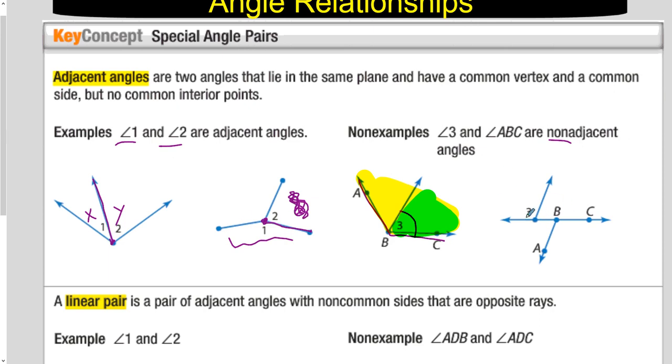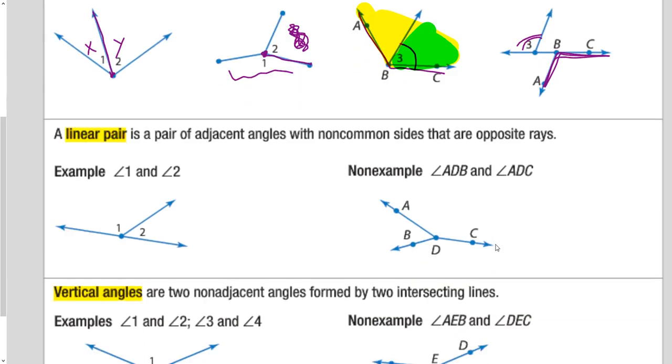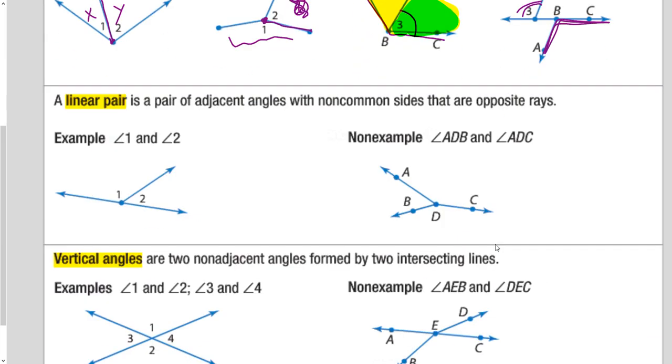And same thing here. We've got angle 3, and then ABC. They don't even share a vertex. They do kind of share a side, where their sides are on the same line, but those are non-adjacent. A linear pair is a pair of adjacent angles with non-common sides that are opposite rays.